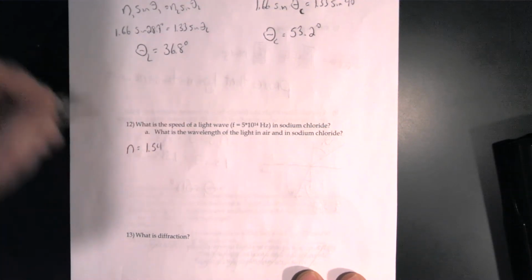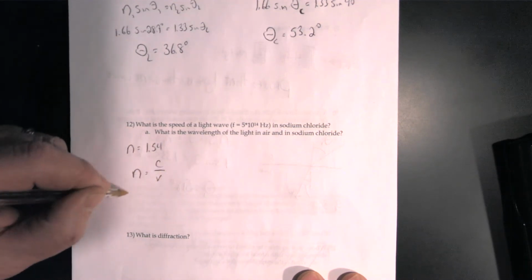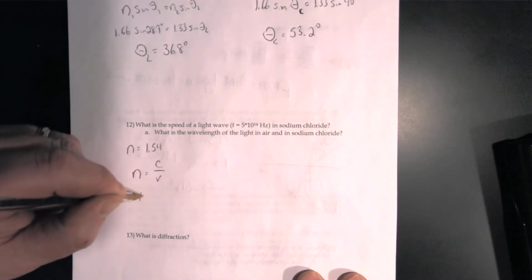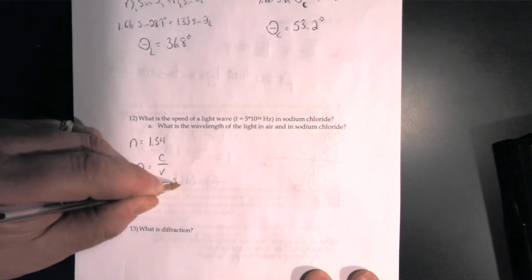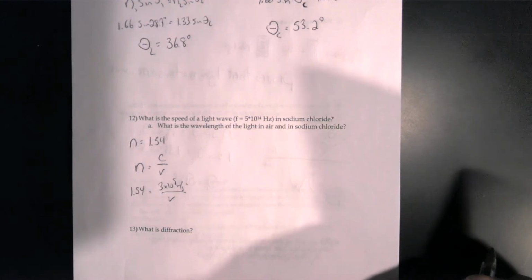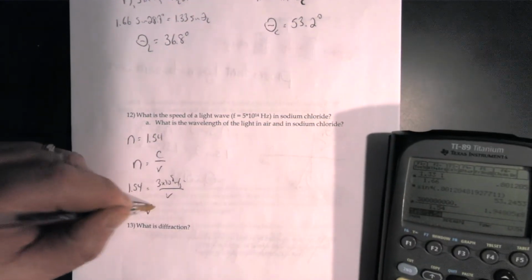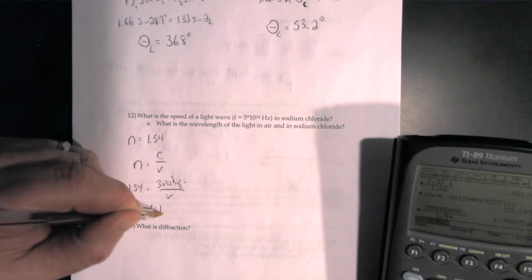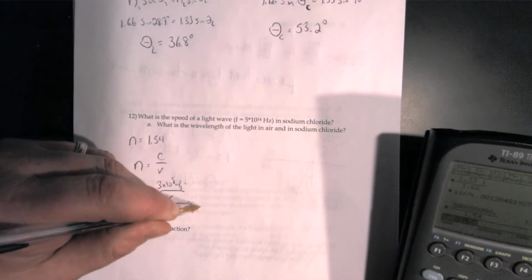Now, if I want to find the speed of light, I'm going to use the equation N is equal to C over V, where N is the index of refraction of the substance, so in this case 1.54. C is our speed of light in a vacuum, 3 times 10 to the 8th meters per second, and we're going to solve for the speed inside the substance. So this is going to become 3E8, and we're going to divide that by 1.54, and we end up getting a speed of 1.95 times 10 to the 8th meters per second.